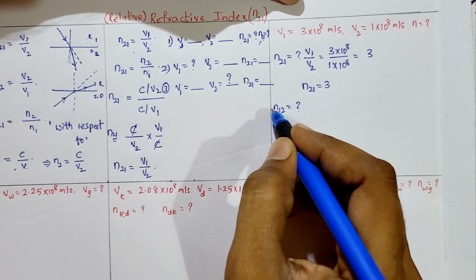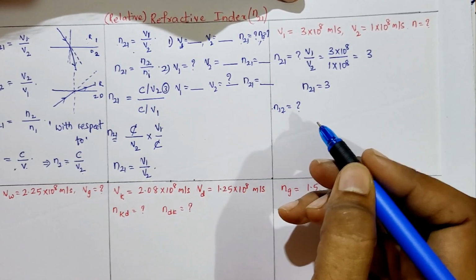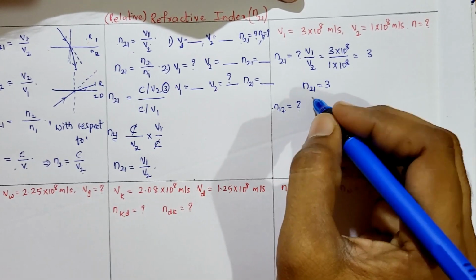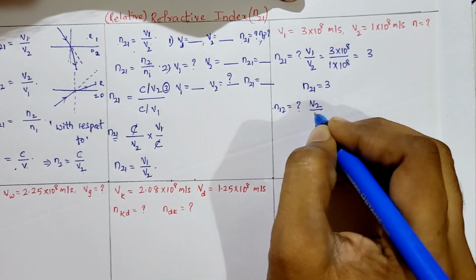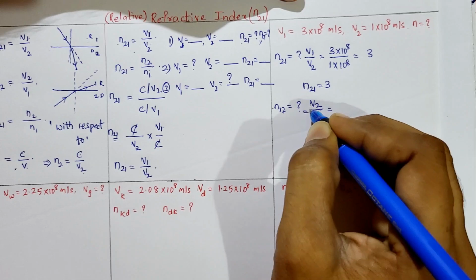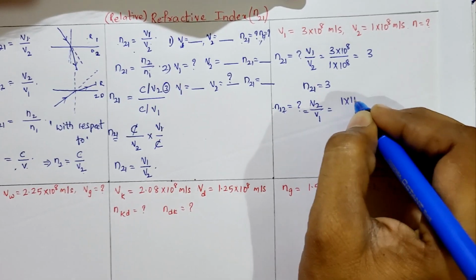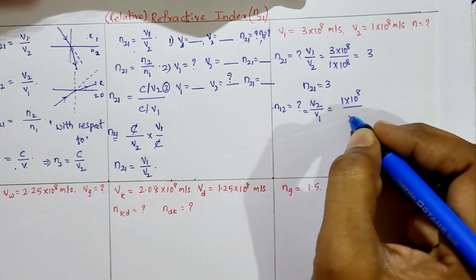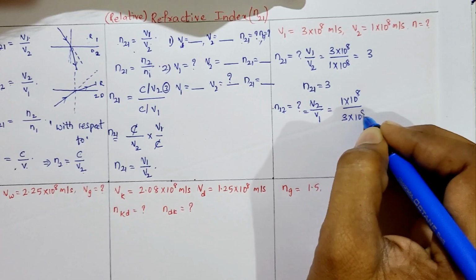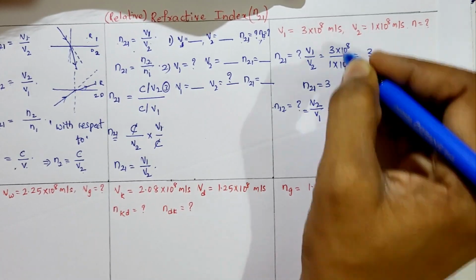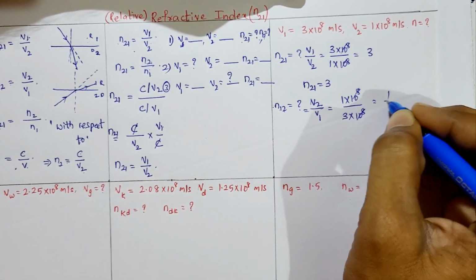Now, the refractive index of the first medium with respect to the second medium. What is the n12 formula? V2 divided by V1. V2 is 1 into 10 power 8, divided by V1, which is 3 into 10 power 8. The 10 power 8 cancels here also. It is going to be 1 by 3.